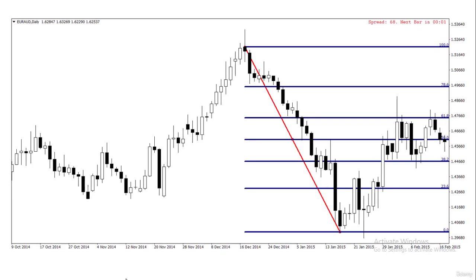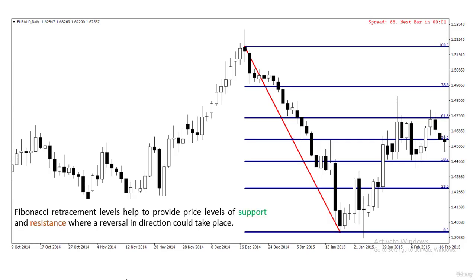Fibonacci levels are commonly used in financial market trading to identify and trade off support and resistance levels. After a significant price movement up or down, the new support and resistance levels are near these trend lines. Fibonacci retracement levels help to provide price levels of support and resistance where a reversal in direction could take place, and they can be used to establish entry points. The Fibonacci retracement concept suggests that markets tend to retrace their own behavior over time. This essentially means that Fibonacci retracements follow a continual pattern.